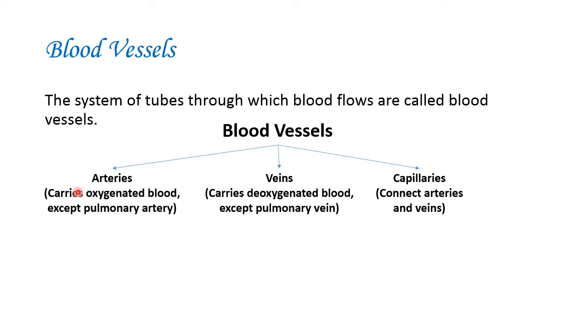Arteries carry oxygenated blood. Now, oxygenated means blood which contains more amount of oxygen in it, except the pulmonary artery, which carries deoxygenated blood. Veins carry deoxygenated blood. Now, deoxygenated means blood which contains less amount of oxygen in it, except the pulmonary vein. Pulmonary vein carries oxygenated blood. Capillaries connect arteries and veins together.